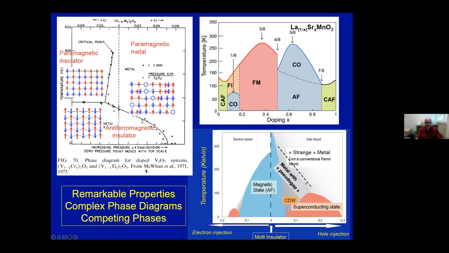So here on the left is a time-honored example of an oxide material, vanadium sesquioxide, which upon substitution or pressure and temperature can be switched between different phases. Here you see that this material at low temperature can be either an antiferromagnetic insulator or a metal, but at higher temperature, this insulator can become a paramagnetic insulator, namely an insulator with freely fluctuating magnetic moments, or a non-magnetic metal. And all these different phases are separated by phase boundaries and phase transitions. So you already see on this phase diagram three kinds of collective phenomena in a single material.